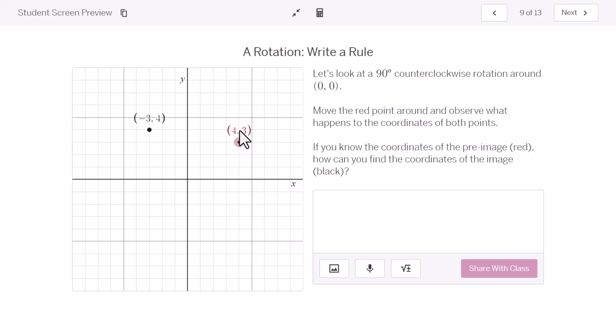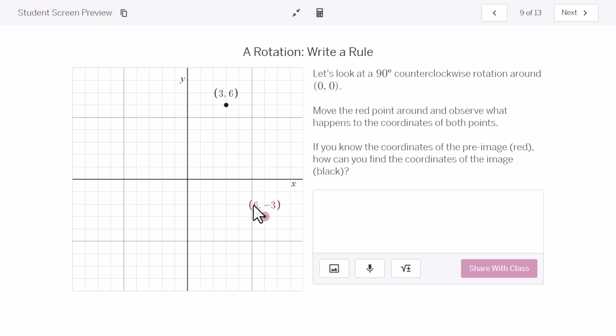Let's move it here. If I compare the pre-image coordinates with the image coordinates, the numbers are kind of similar, but they're flopped around a little bit. I can see that this x value from the pre-image becomes the y value in the image, and the y value from the pre-image becomes the x value and changes to its opposite. Let me try it somewhere else. I see the same thing here. In the pre-image, the x value becomes the y value in the image, and the y value from the pre-image becomes the x value in the image and switches to the opposite number, from 6 to -6. Let's look at one more. I'll move it down here.